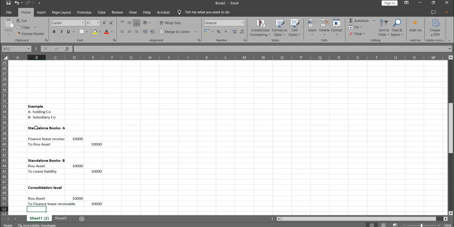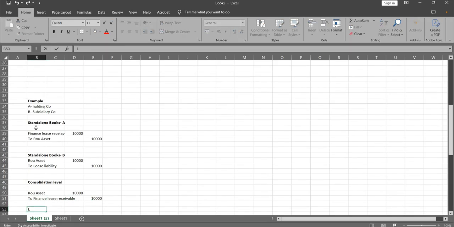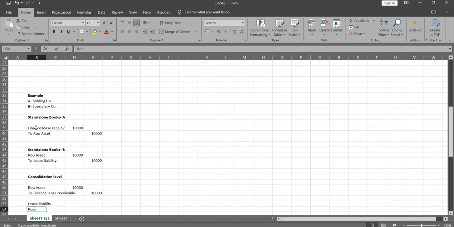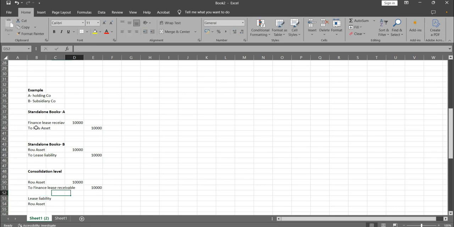And one more entry we will post, where we will debit lease liability and credit ROU asset with the same amount. With this, the entry posted in the books of B relating to the sublease will be reversed, and the entry posted by A relating to finance lease receivable we have reversed.